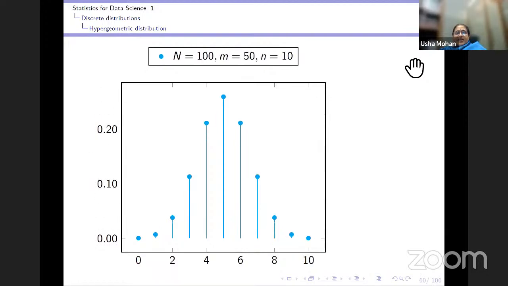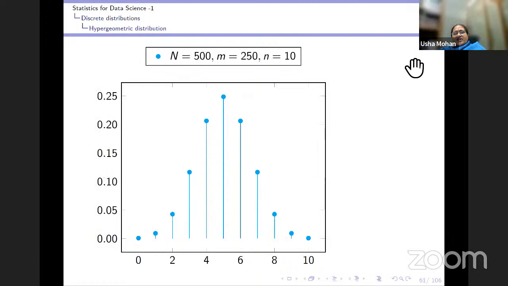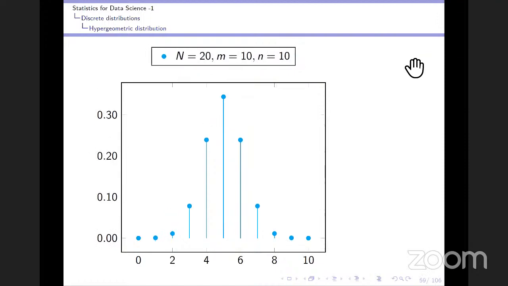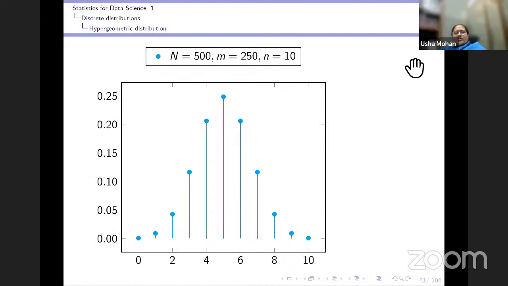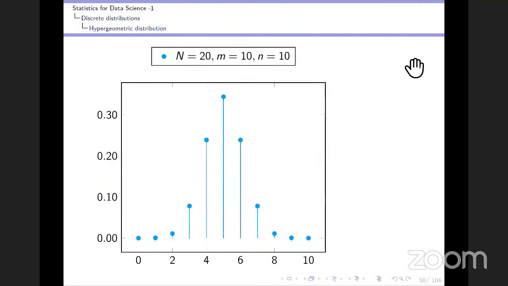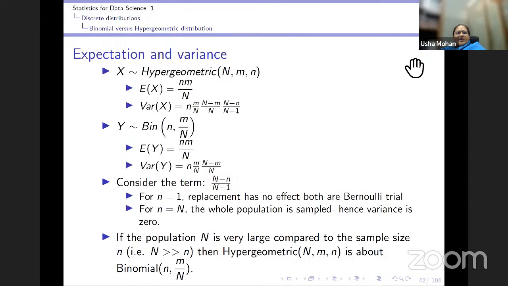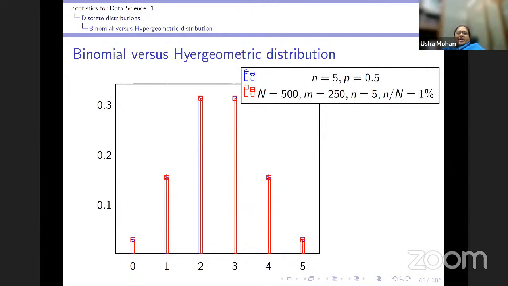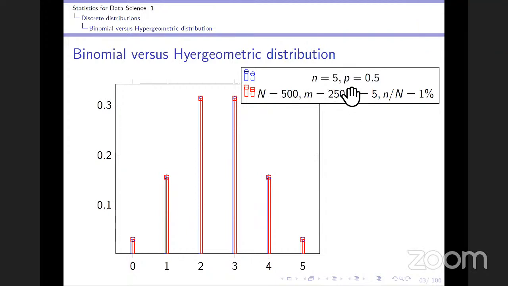Not only symmetric, are you able to recognize this distribution in some way? We have not discussed the normal distribution. Does it look like the distribution of your binomial? Binomial distribution. Yes, ma'am. You just saw the binomial. So now you can see the binomial versus hypergeometric. When I have p equal to 0.5, what is my small m by capital N here? 1 by 2, half.